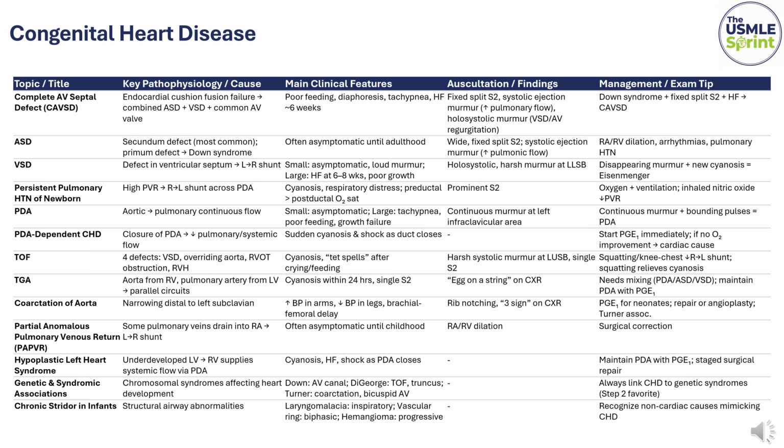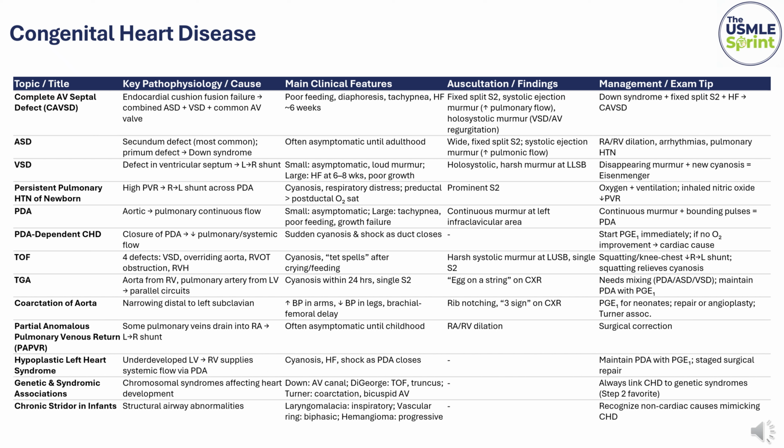Coarctation of the aorta is next. This is a narrowing of the descending aorta just after the left subclavian artery. Proximally, there's high pressure, distally low pressure. It's associated with Turner syndrome and bicuspid aortic valve.